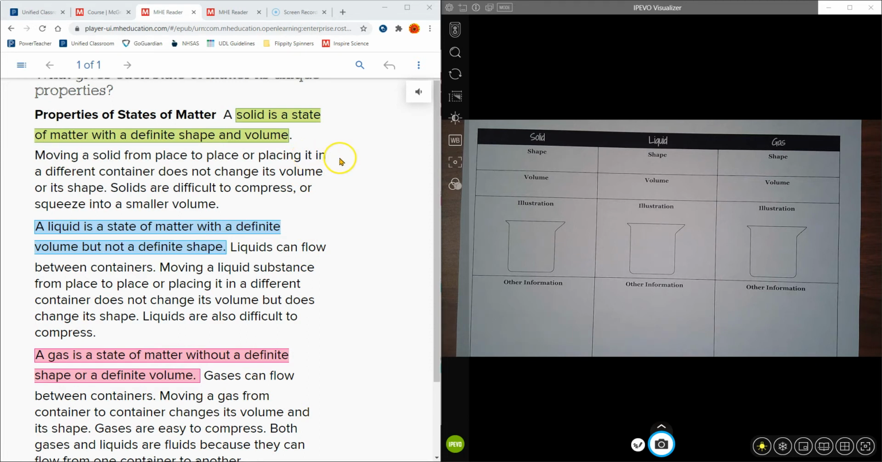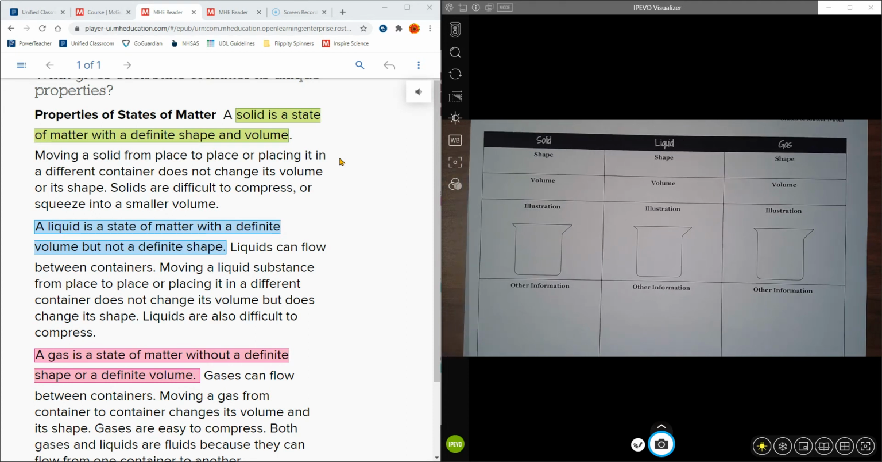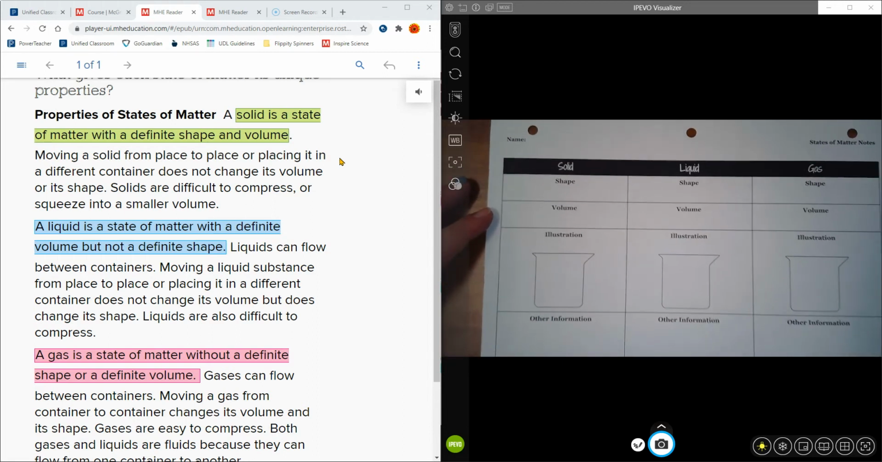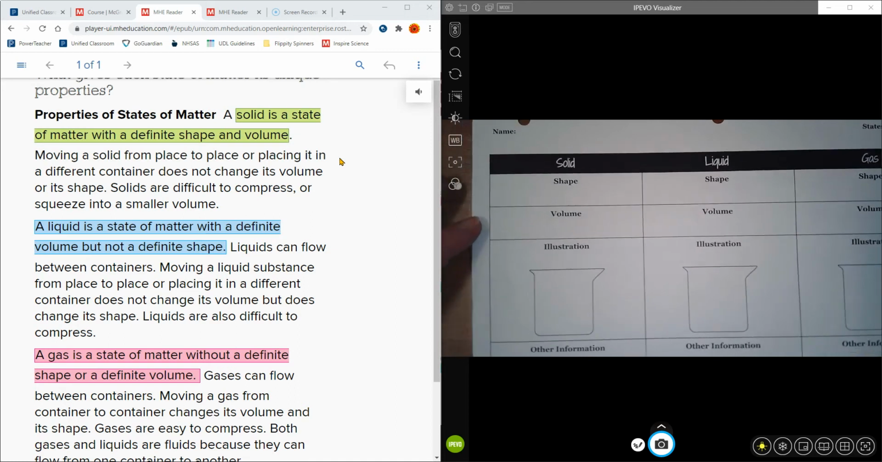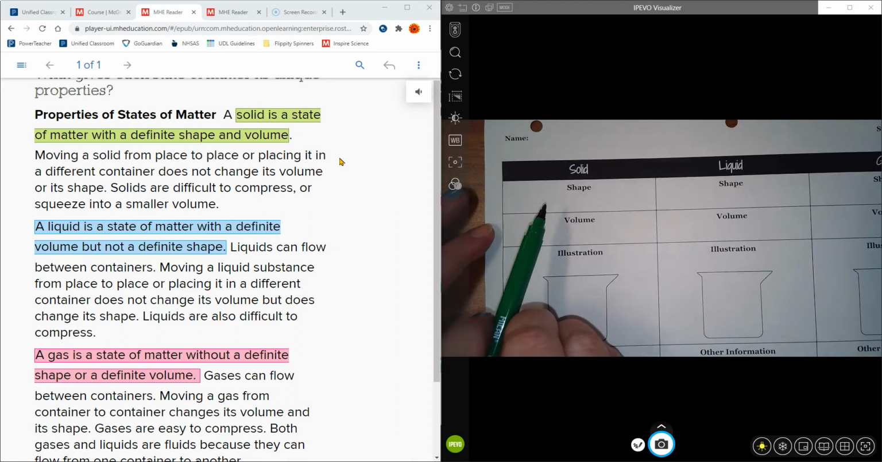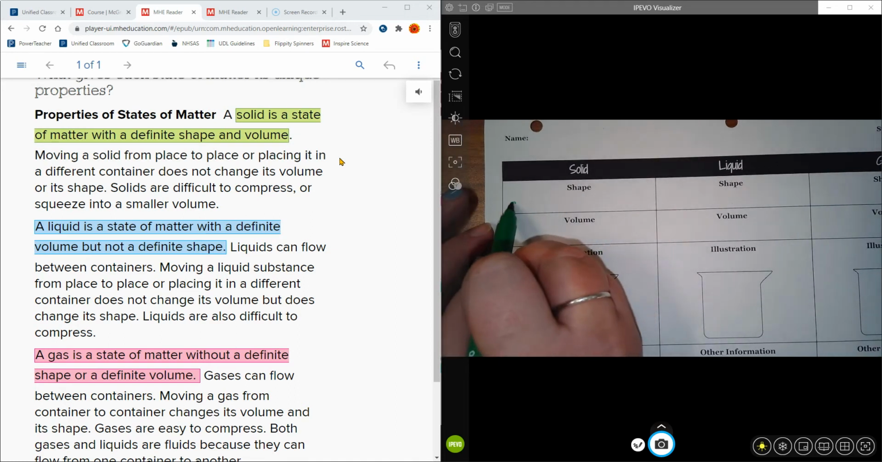Moving a solid from place to place or placing it in a different container does not change its volume or its shape. Solids are difficult to compress or squeeze into a smaller volume. I've highlighted a part of a sentence in those notes. That part of the sentence says, solid is a state of matter with a definite shape and volume. In my notes, I'm going to zoom in just a little bit. In my notes, in the shape box under solid, I'm going to write the word definite.